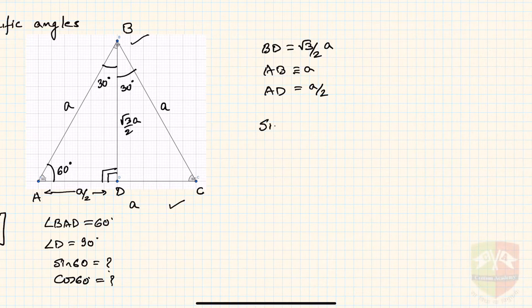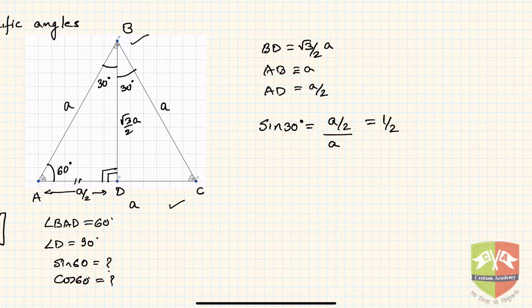So if you see, sine 30 degrees is nothing but opposite to 30, which is our AD side, right? So it is A by 2 divided by hypotenuse, which is A. So sine 30 is half, correct? Similarly, cos of 30 degrees is equal to adjacent. So adjacent to 30 is this side, root 3 by 2A, divided by the hypotenuse, which is A. So hence cos 30 is root 3 by 2, correct?